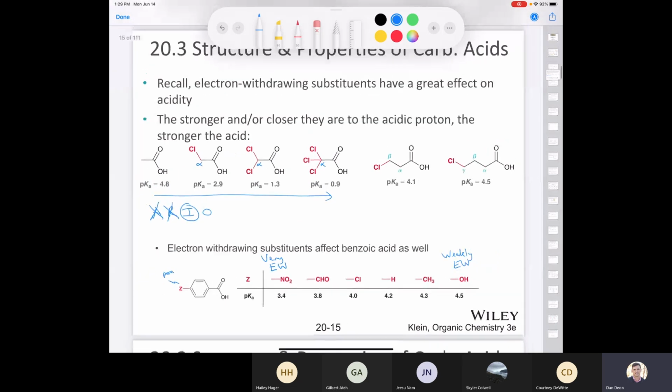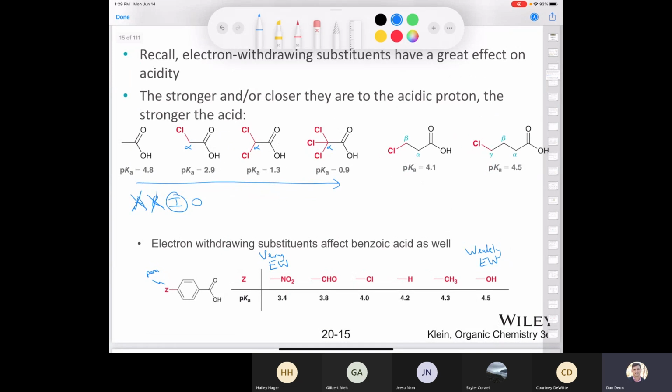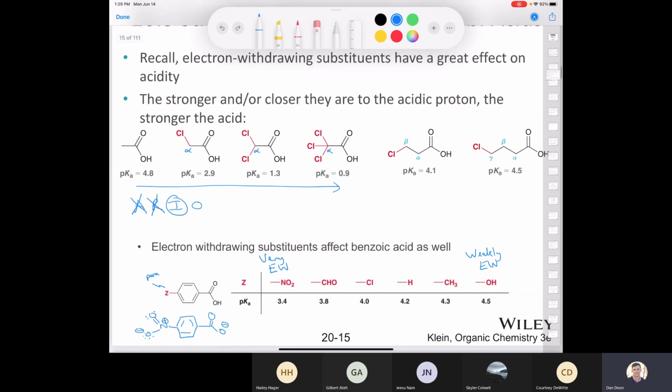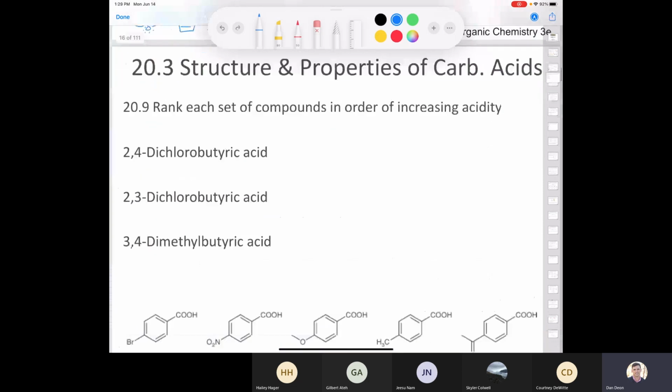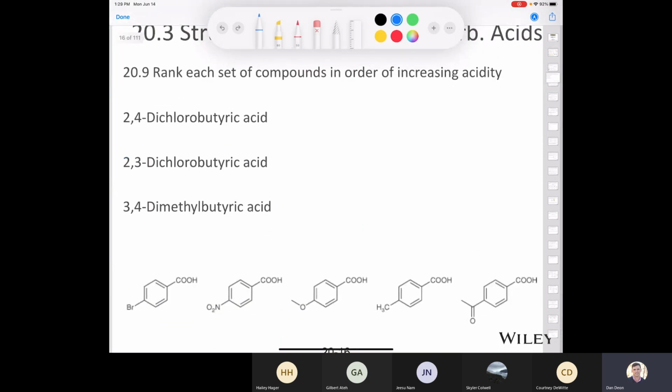And I'm not going to draw all the resonance contributors, but if you were to draw the conjugate base of para-nitrobenzoate, so if I draw the conjugate base like this, and I put the nitro group over here, you should be able to draw the resonance contributors that explain why the nitro group serves to help stabilize this negative charge. That, again, is something that we kind of covered in chapter 18. Well, with all that in mind, let's take a look at some carboxylic acids here.